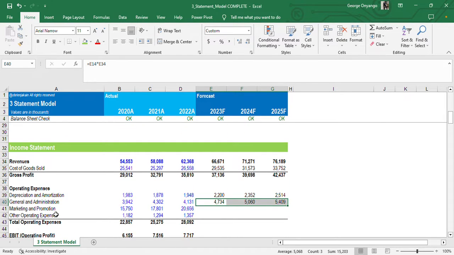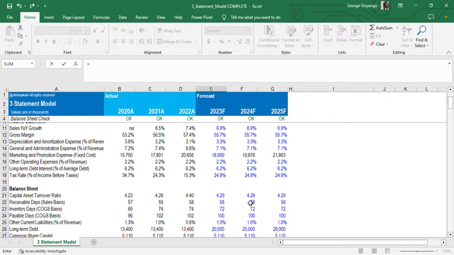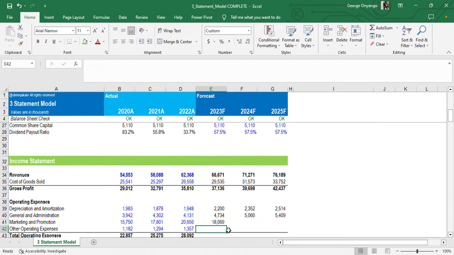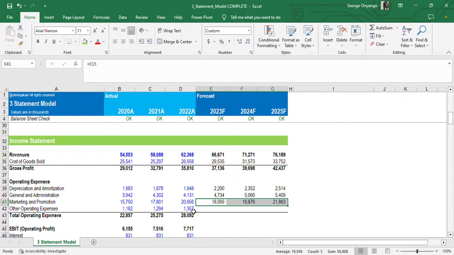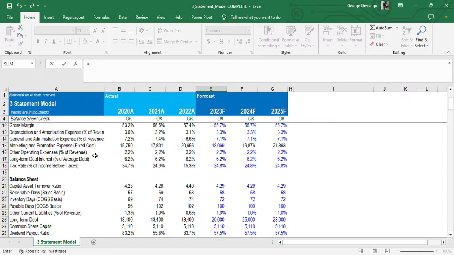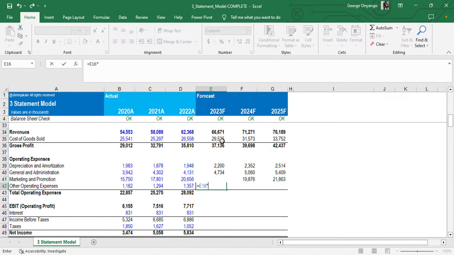Then we have the marketing and promotion. The marketing and promotion from our assumptions and drivers is a fixed cost, so we are going to take it directly from our assumptions. Then we fill that right. Then the same we are going to do with the other operating expenses. Other operating expenses is also a percentage of revenue, and we are going to multiply that by the revenue.